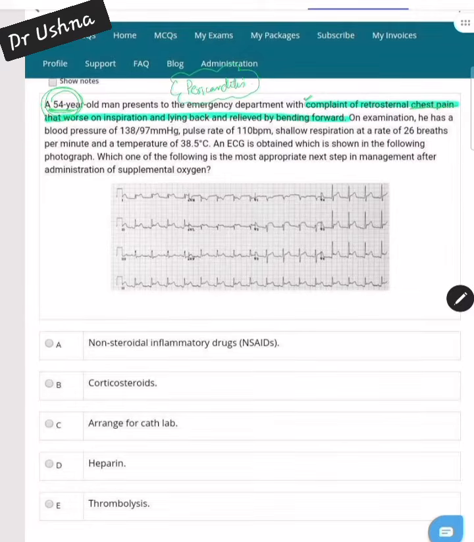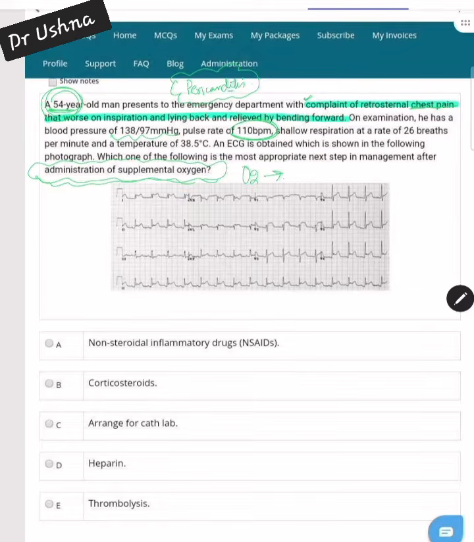On examination, the blood pressure is 138/97, so the patient is hemodynamically stable. The pulse rate is 110 beats per minute. He is having tachycardia, shallow respiration, 26 breaths per minute, and a temperature of 38.5. The ECG is obtained, which is shown in the photograph. Which of the following is the most appropriate next step in the management of this patient after the administration of supplemental oxygen? So we have given the oxygen already to the patient, and he is asking about the next treatment.